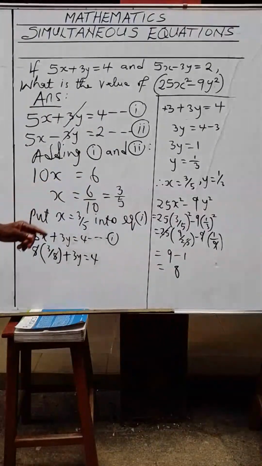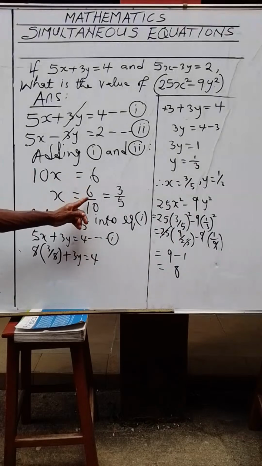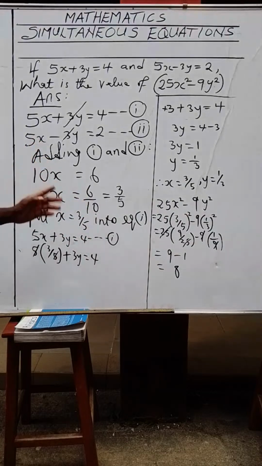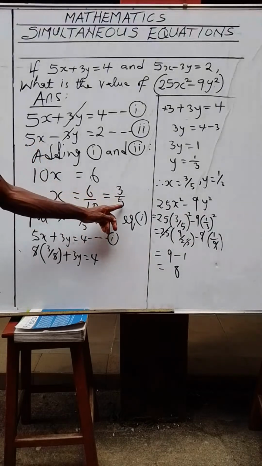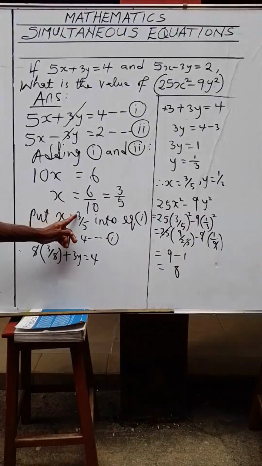Then we divide. We use 10 to divide 6. So that is what we have done here. 6 divided by 10 equals x. So x is 6 divided by 10. Then we can reduce to the lowest term. When we reduce to the lowest term, we have 3 over 5. This is our x. X is 3 over 5.